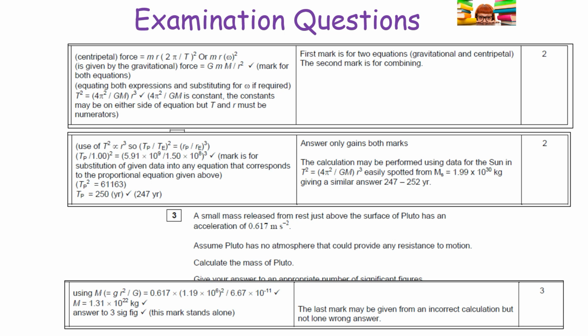Why do you give your answer to three significant figures? Well, in the question you were told you've got an acceleration of 0.617 meters per second squared, which is three significant figures, so you give your answer to three significant figures.